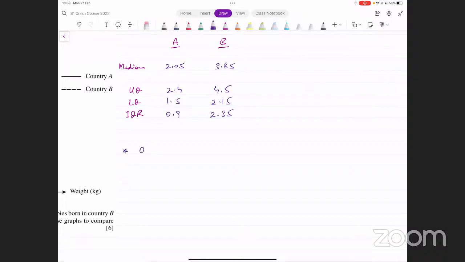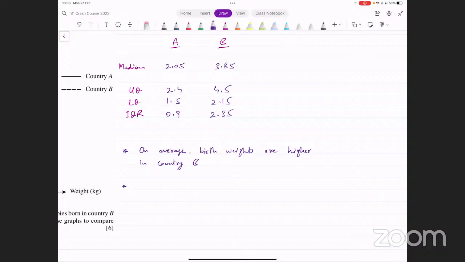We can say, on average, why are we using the word average? Because we're talking about median here. Median is one way of calculating average. On average, birth weights are higher in country B. That's one observation.